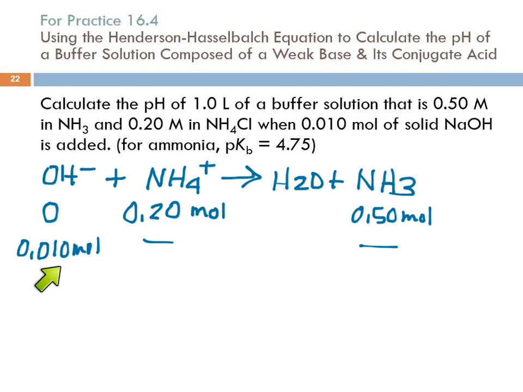So if we have 0.01 of this, it's going to react with 0.01 of that. And so we're going to get 0.19 moles of that, and we're going to end up with 0.51 moles of this. Everybody okay with that? That was messy. It's a little better. And then we're saying there's 0 of this.